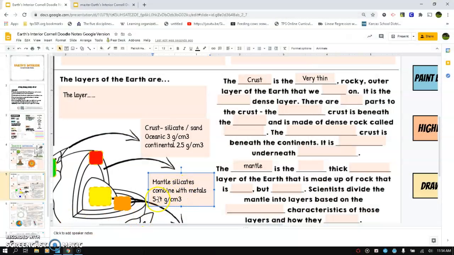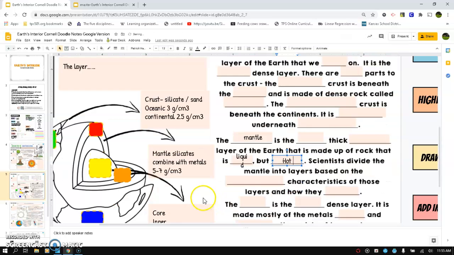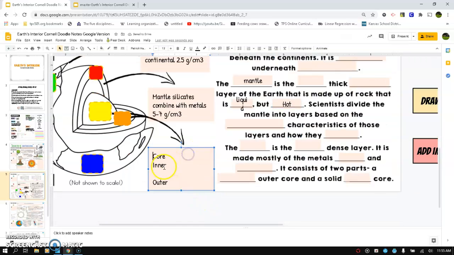So the mantle, they're naturally just going to sink. I like that this is a 7. And why is it a range? Because it depends on the type of materials. We're saying that they're starting to combine with these metals. Remember that this is a liquid. Okay? That is liquid, but very hot. Okay?